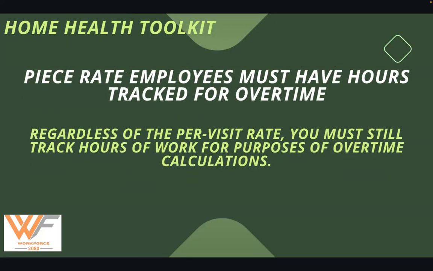So piece rate employees must have their hours tracked for overtime. Piece rate employees are paid a flat rate to do work, but that doesn't necessarily mean it takes them exactly 1 hour to do it. I've met many healthcare professionals. I even met an LPN who worked home health and said she got paid $25 per visit, but she was at that person's house for 3 hours. So clearly, if you average that out, it's not always going to be higher than minimum wage. Sometimes she was at a patient's house for 5 hours and she only got $25. So regardless of the per visit rate, you must still track hours of work for purposes of overtime calculations.